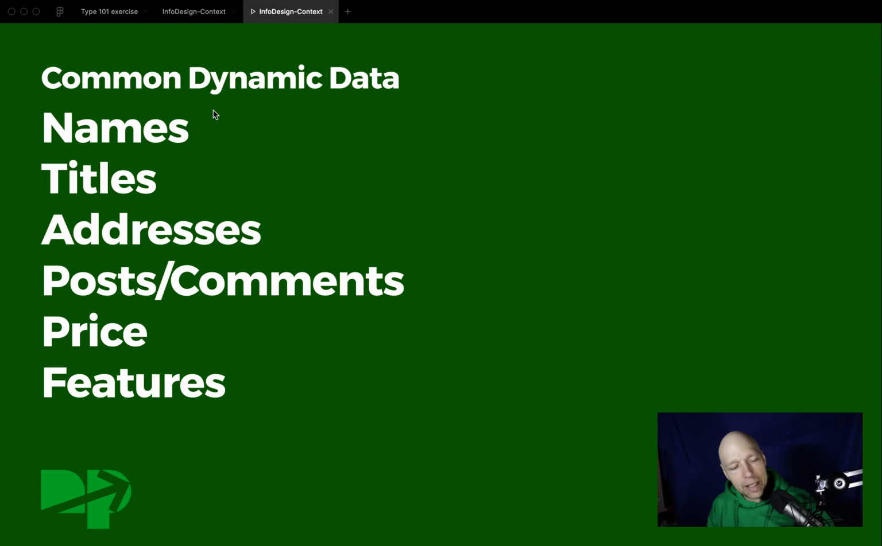So the dynamic data that you are constantly going to be tackling: names, people, places, titles, addresses, posts, comments. There is no common size for anything that's posted except for Twitter. 240 characters. Used to be 140? No, 280? I can't remember anymore. Price. And then the features. You may have a short list. You may have a long list. It's variable.